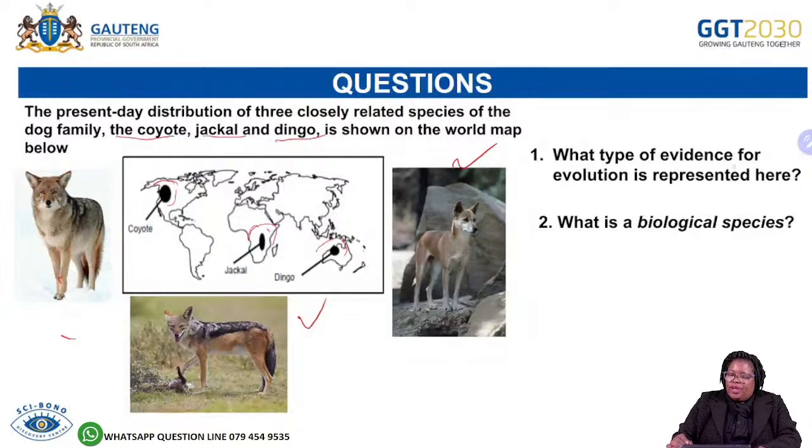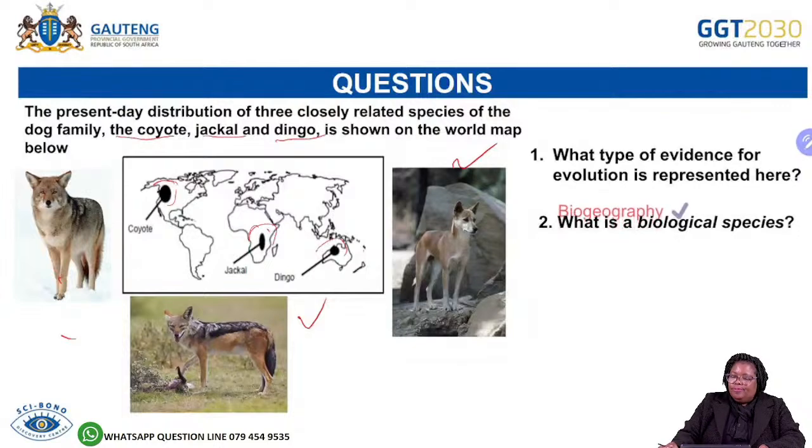What type of evidence for evolution is represented here? Now you look at the map, you've got the continents, and this is the modern times continent. We've got a family of dogs living in each of the continents. We were even given the names, right? What type of evidence for evolution is represented here?